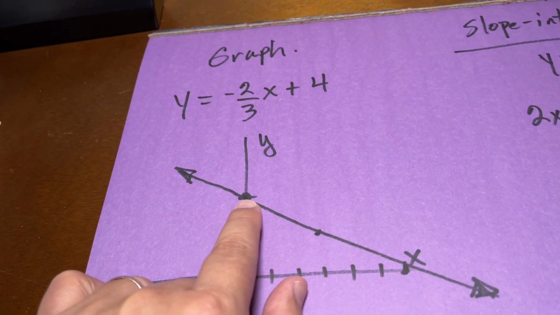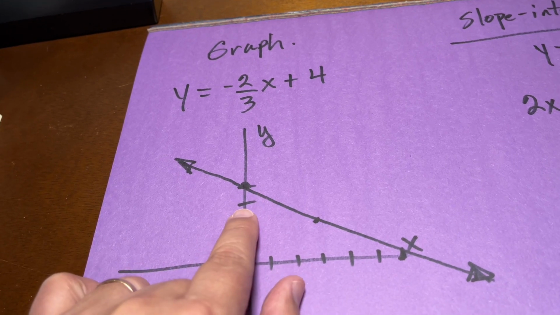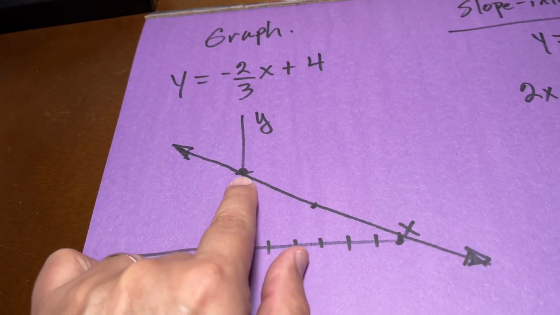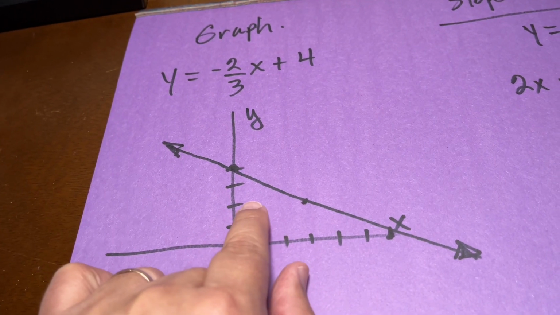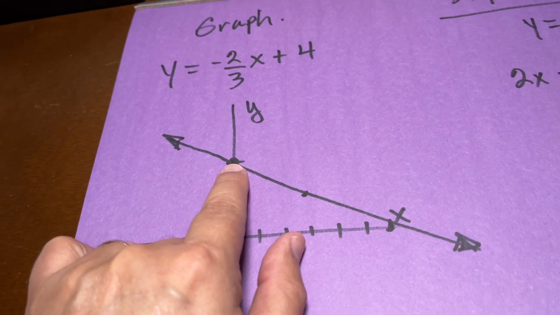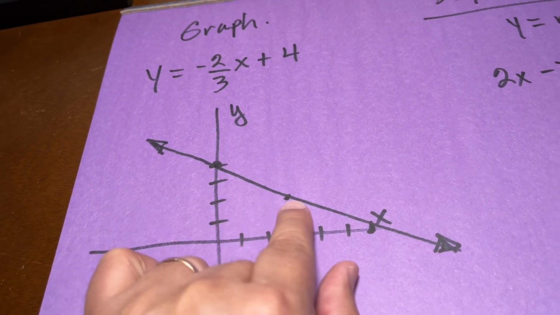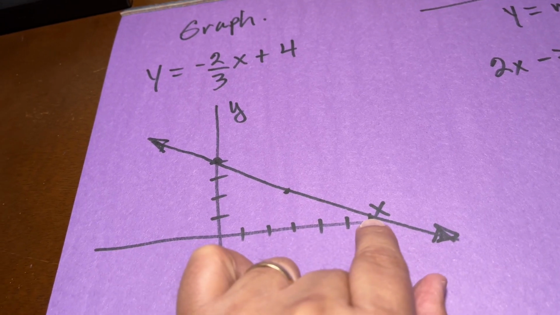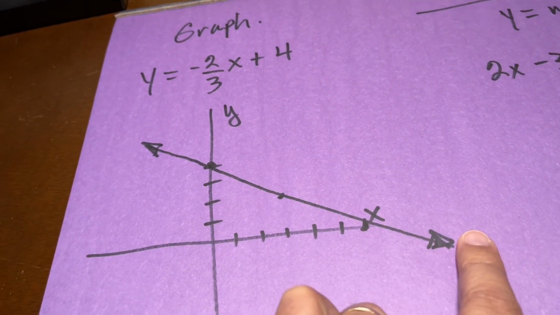So from here, you're going to count down 2, because this is a -2, down 2, and over to the right 3, because that's a +3. So from this 4, I go down 2 and to the right 3, and there's a point, and then down 2 and to the right 3, and there's another point, and then I draw a line through this.